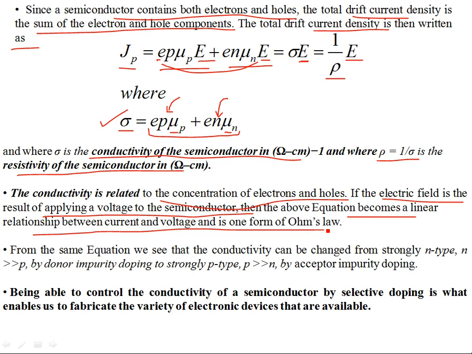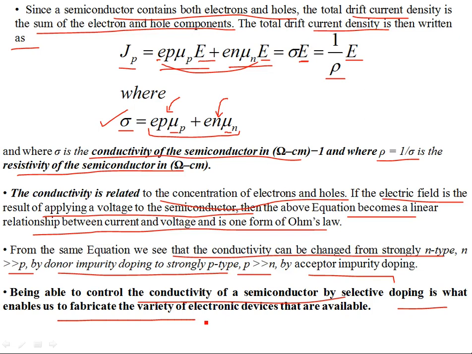But over here, the flow of charges is constituted by both holes and electrons separately, with their separate mobilities and concentrations. So from the above equation again, we see that the conductivity can be changed from a strongly N-type material, which has a large number of electrons by introducing donor impurity doping, to a strongly P-type semiconductor material, which has more holes, by acceptor impurity doping. Being able to control the conductivity of a semiconductor by selective doping is what enables us to fabricate the variety of electronic devices that are available.